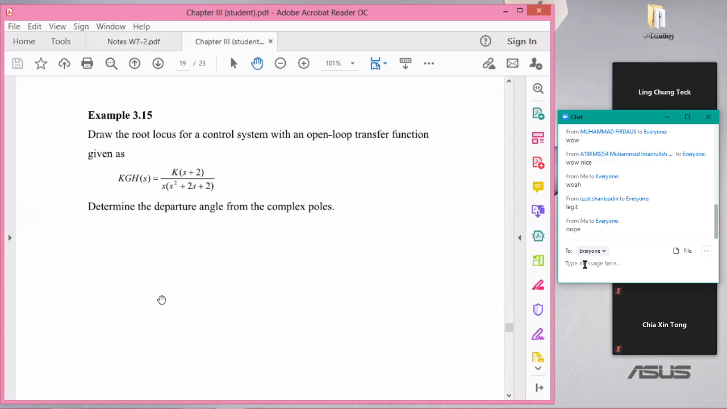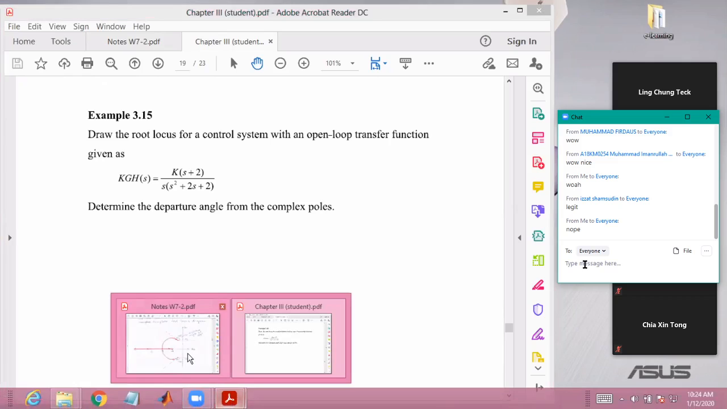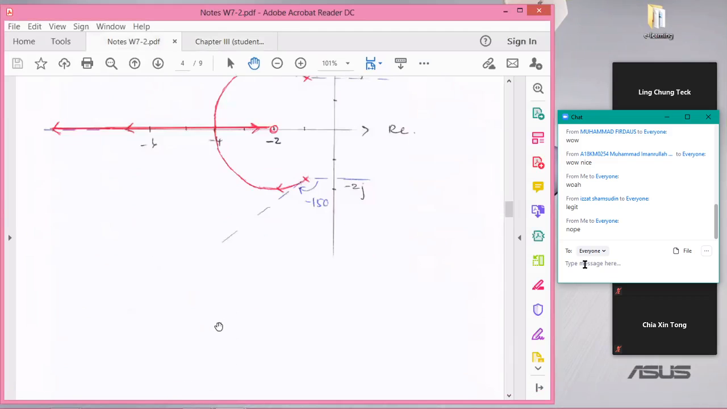Okay, now here we go. So draw the root locus diagram. Now we have a third order system with three poles, one real pole and two complex poles. So again, example 3.15. I guess I have that here.